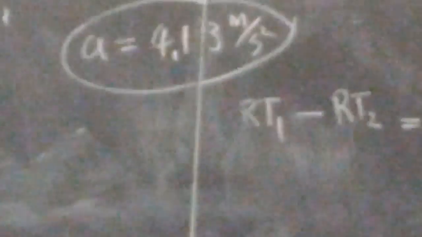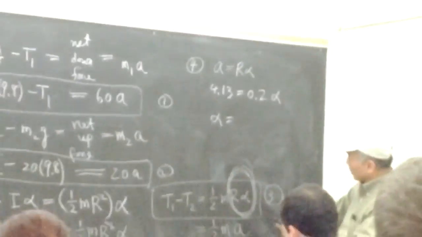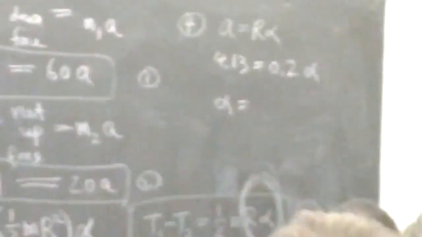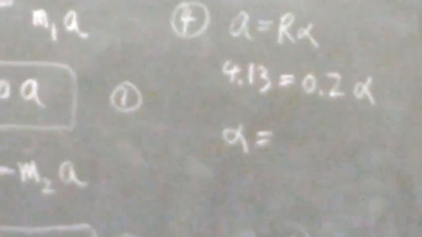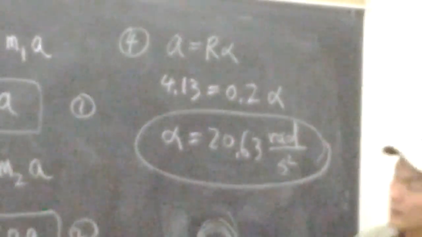And once we have that, 4.13, the radius is 0.2 meters. Alpha, you get the 4.13 divided by 0.2. So that would be 20.63 radians per second squared. Okay. Keep in mind you have to use the radian mode. Don't use degrees.